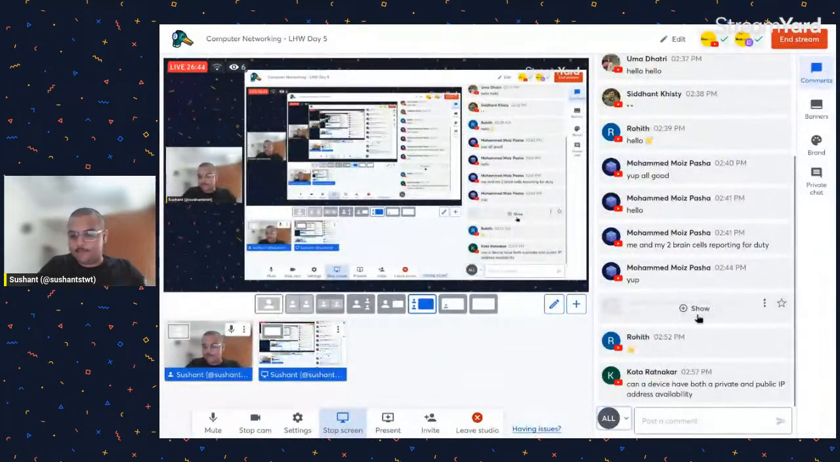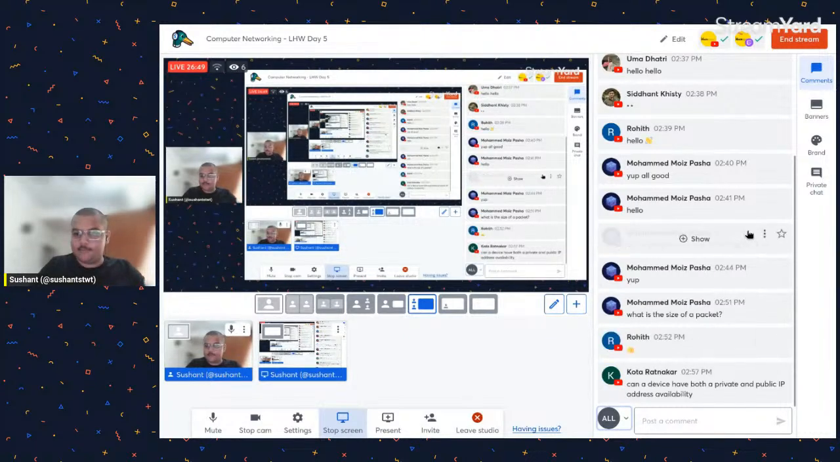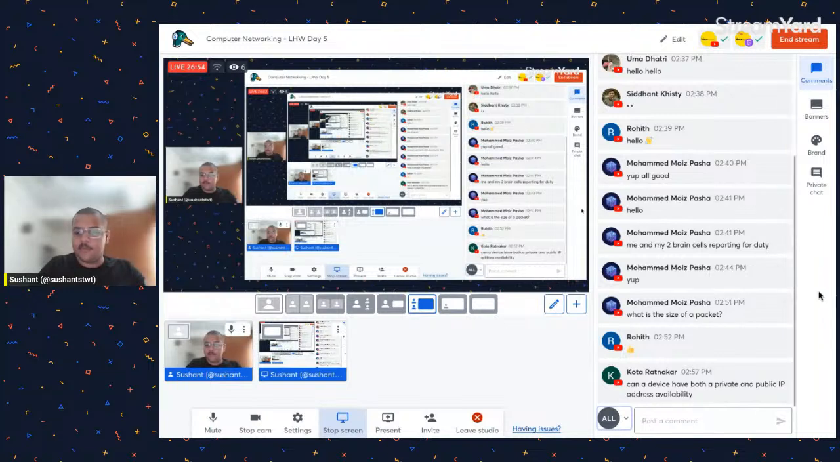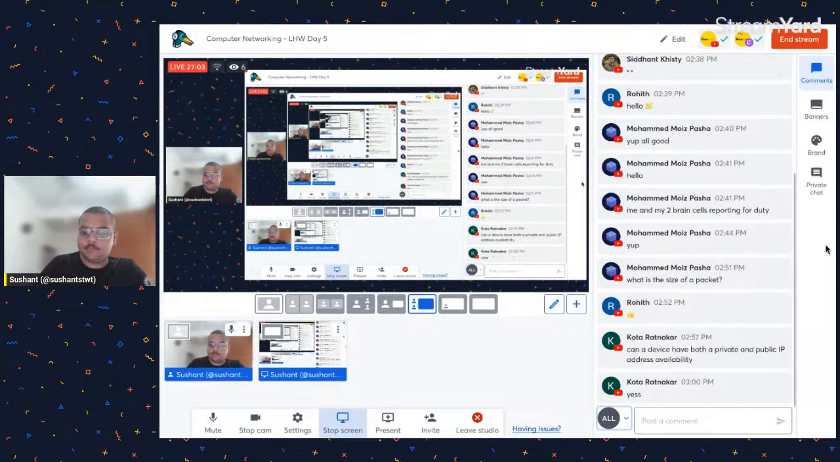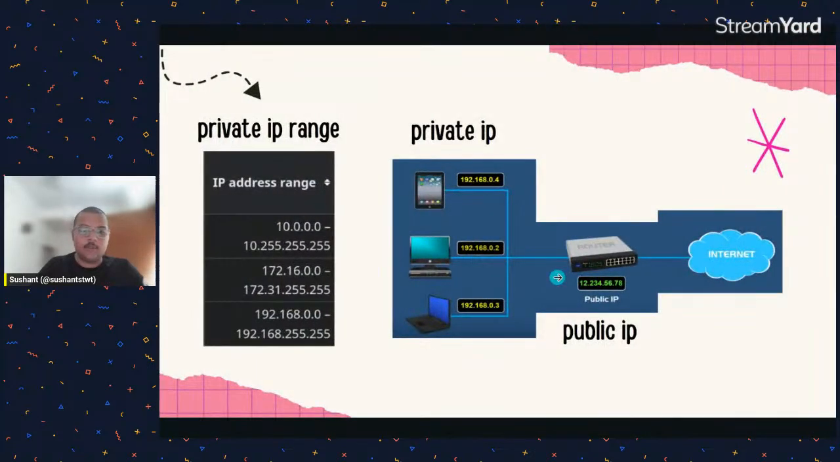Did that clear it out? Was it clear, Kota Ratnakar? I hope that was. Is everyone on point till now, or did we miss something? If you have any questions, you can drop them. Yep. Awesome. Okay, I think then we can move forward. So yeah, this was the basic jargon about private IP addresses and public IP addresses.